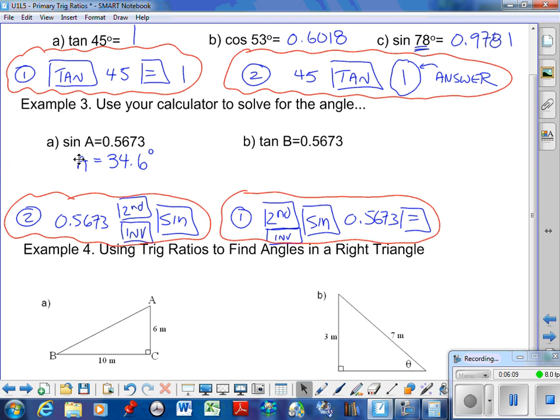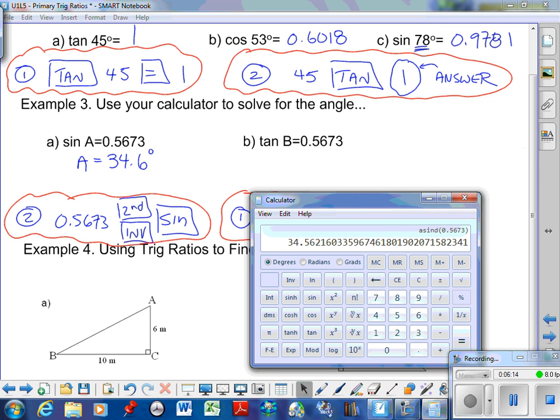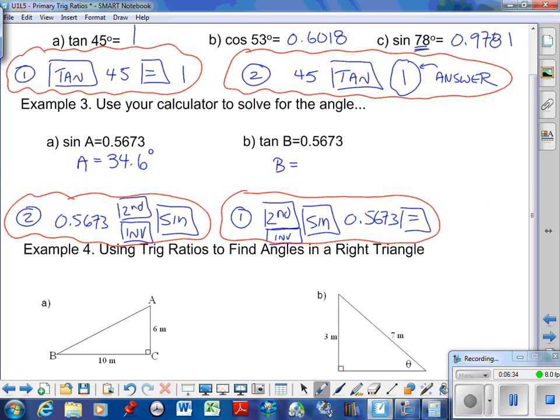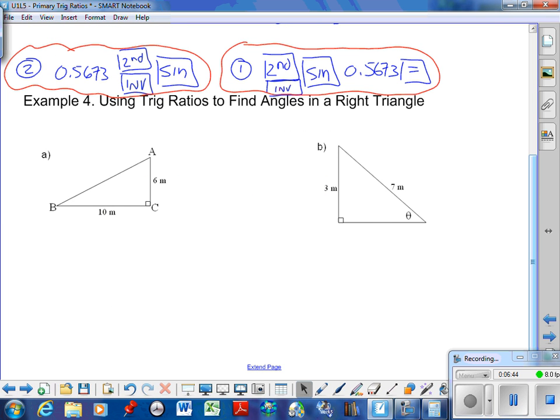All right, let's try this next one. So, get my calculator up. I am doing 0.5673, and I want to find inverse tan. I'm looking for the reciprocal. So inverse tan, and I get 29.6 degrees. So B equals 29.6 degrees. And there we are. As we move into some examples, using trig ratios, find the angles in the right triangle.